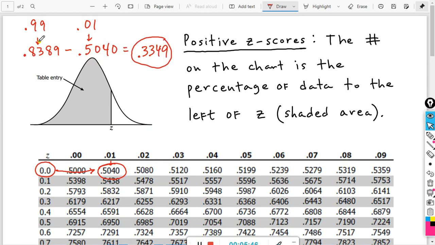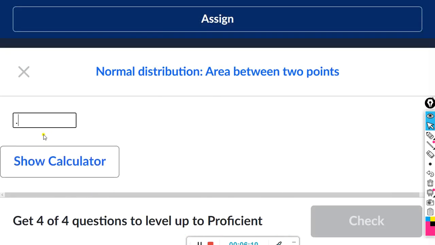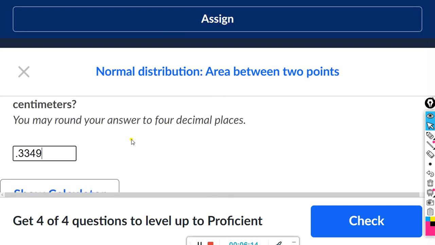All right, now if you ever accidentally reverse these two numbers, then just take the absolute value. In other words, change the sign and make it positive, because you can't have a negative area. All right, but I just like to always put the larger number first. 0.3349. So enter that in the box. 0.3349. Okay, so it says 4 decimal places. Luckily, that's what our table has, 4 decimal places.